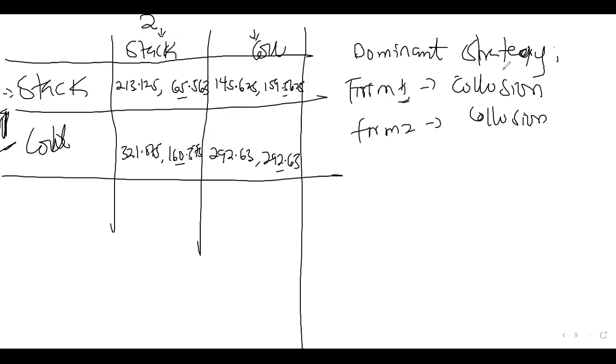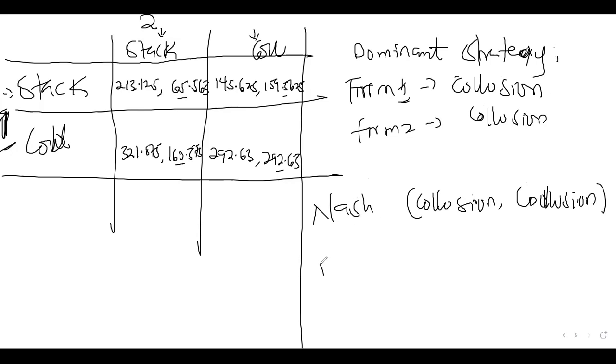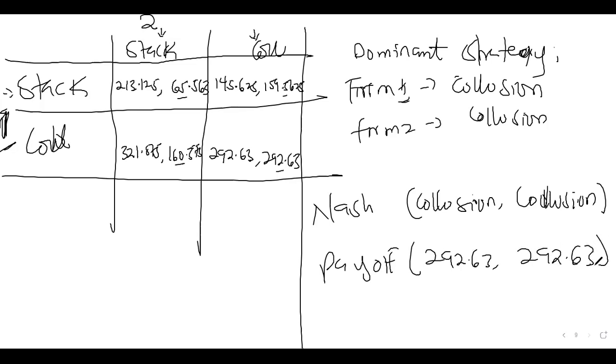Now here, none of them have a pure secure strategy because both of them have a dominant strategy, all right? And then the Nash equilibrium will occur where both of them play dominant. So the Nash equilibrium will be to play Collusion, all right? And then the payoff at the Nash equilibrium will be 292.63, 292.63. Okay, so that will be the analysis.